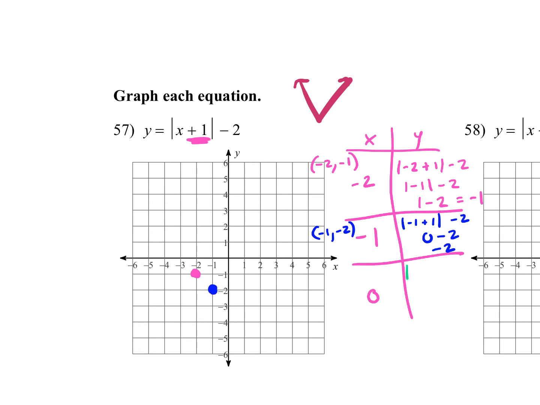And then we plug in 0. I have the absolute value of 0 plus 1 minus 2. So 0 plus 1 is 1. And 1 minus 2 would be -1. So I plugged in 0 and got -1. So I'm going to stay on 0, go down to -1. And then my graph has a V shape.